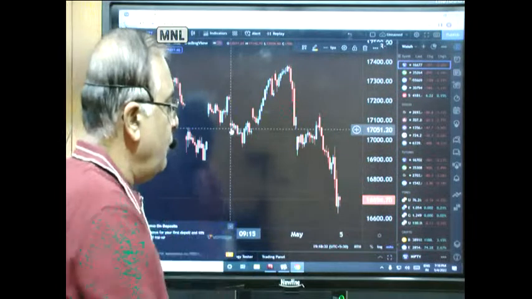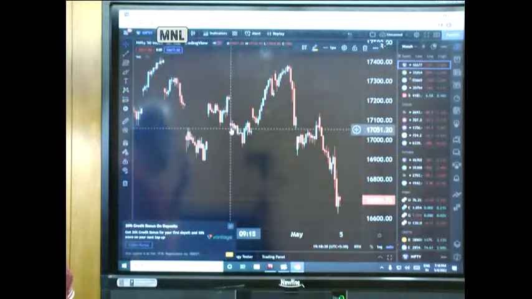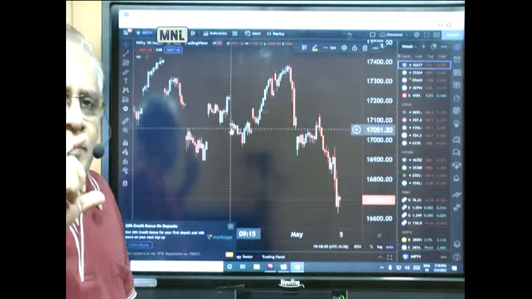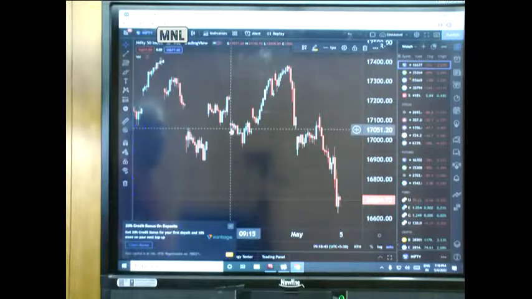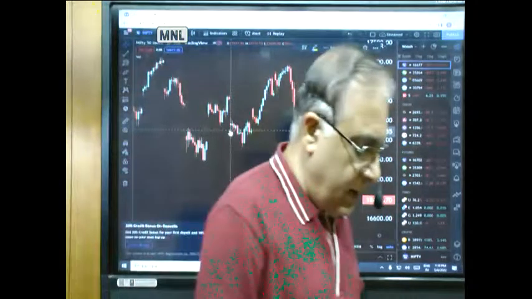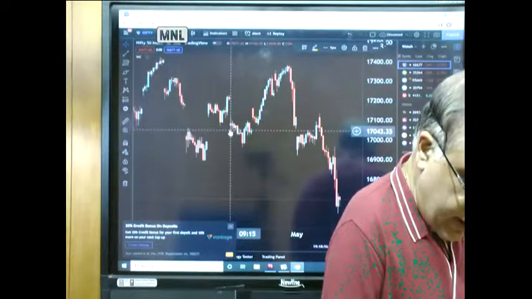So if that first 30-minute bar has been cut, then the same range that you have in that particular bar, put that as a profit target. So here in this particular case, you have 70 points. We got 17,039 that is cut, so you have 17,039 minus 60.